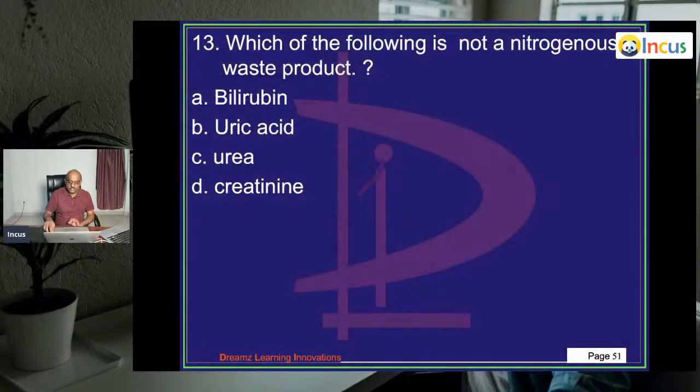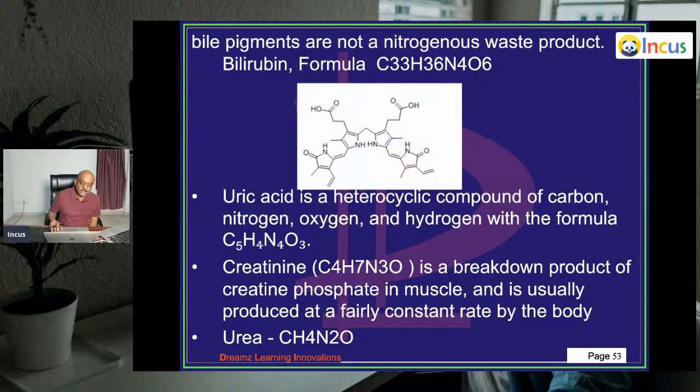So, doctor, coming back to the business, which is not a nitrogenous waste product? You should remember that uric acid, urea, and creatinine are all nitrogenous waste products.